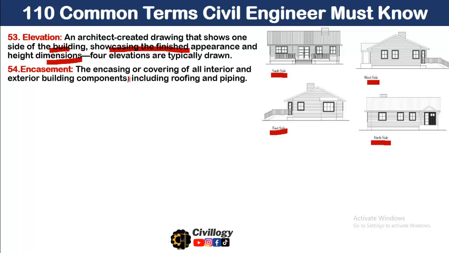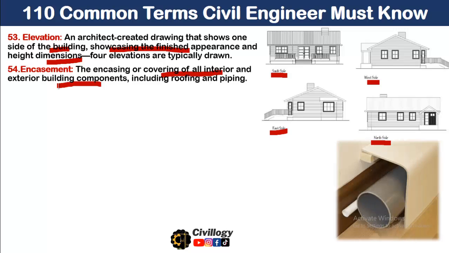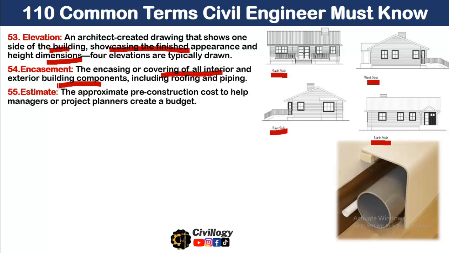Encasement is defined as the encasing or covering of all interior and exterior building components, including roofing and piping. Okay. Point number 55, estimate. Estimate is actually the approximate pre-construction cost to help managers or project planners create a budget.